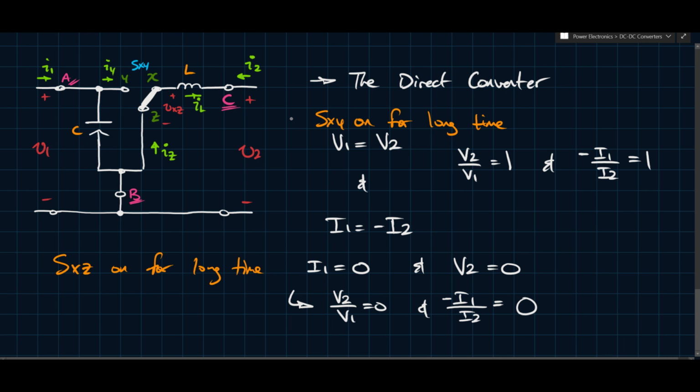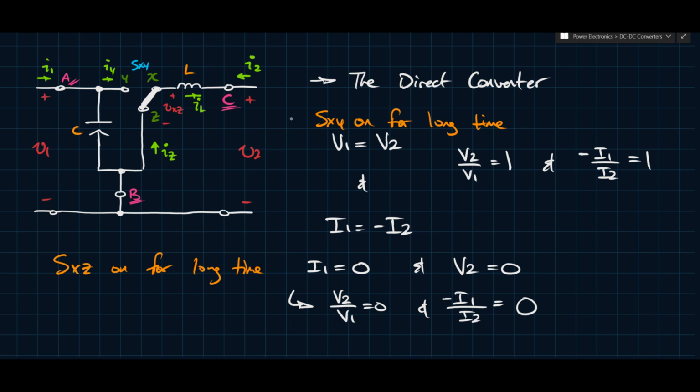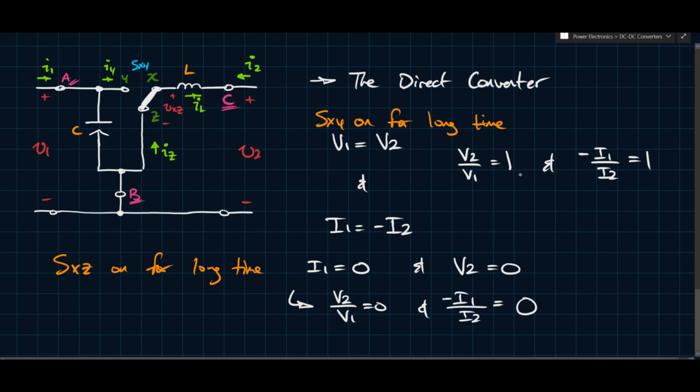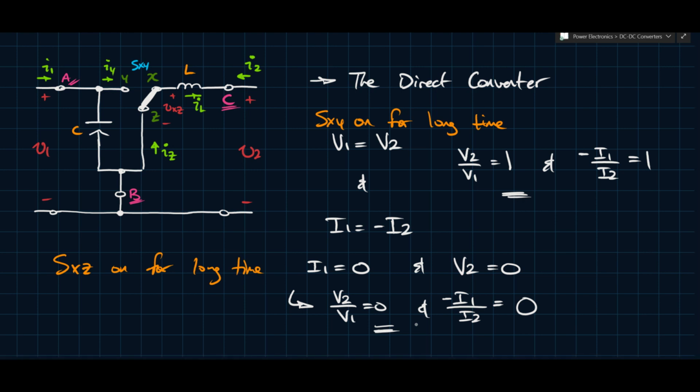Or it can be something in between. But what we've seen here are the two extreme cases, when one of them is on for a really long time and the other one's off for a really long time. When SXY is on for a really long time, we see that this gain that we called it here is equal to 1. Now when SXZ is on for a really long time, then it's equal to 0. Meaning we expect that this thing will be somewhere between 0 and 1.